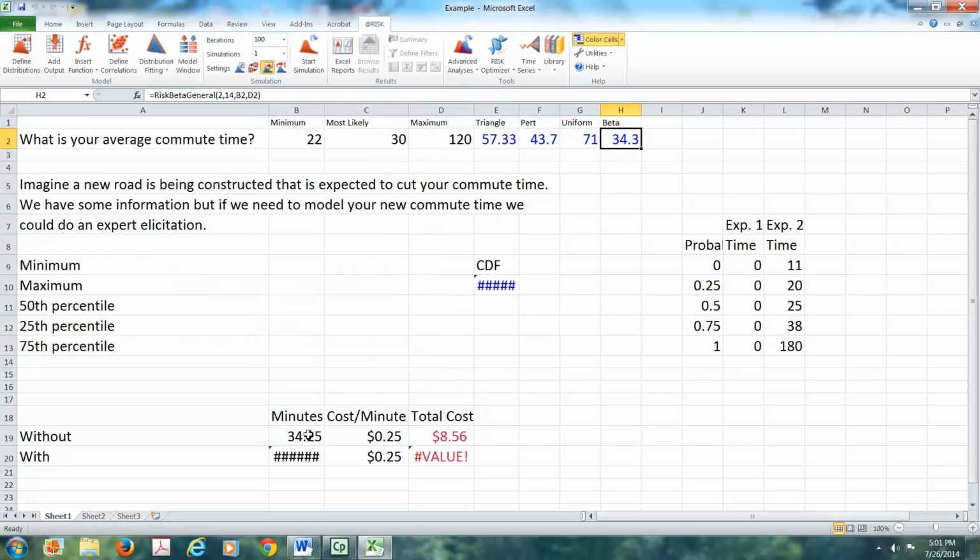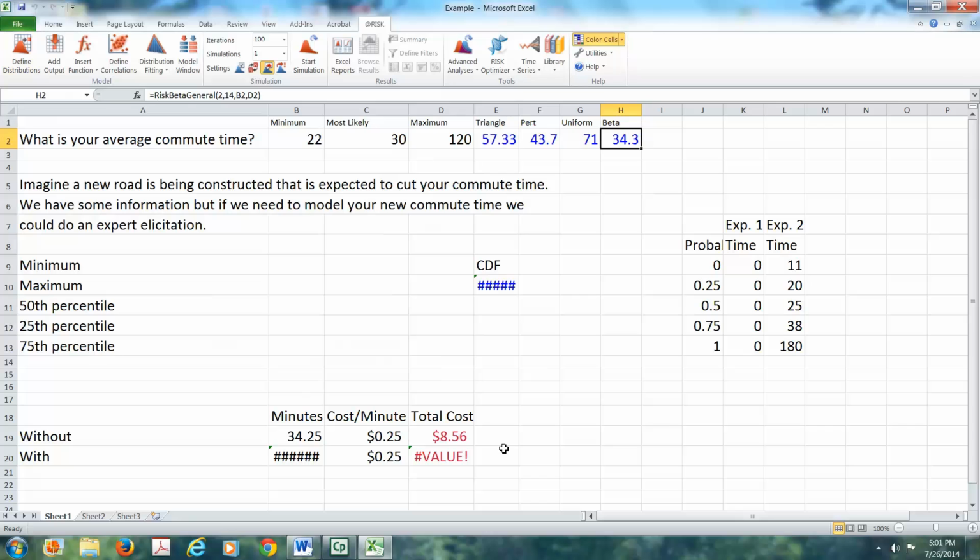So if you look down here, you'll see this number is copied here, times 25 cents. Gives me, for this particular commute, the value of my time was $8.56. Okay?